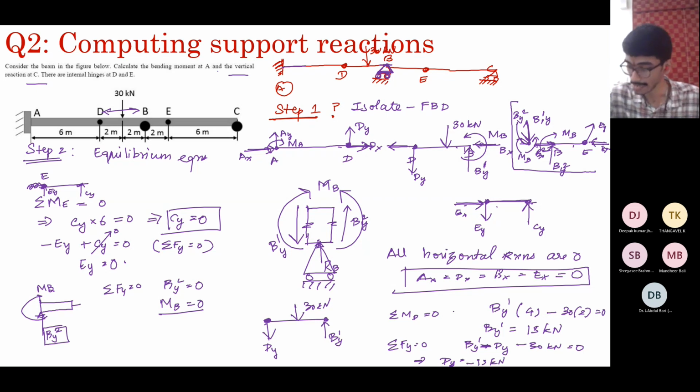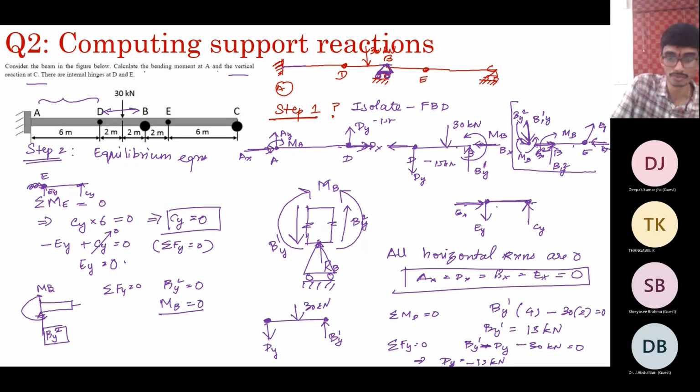So as I said, if it is minus, just reverse this thing. Now come to the last line, which is AD. If you just consider this portion, you have a cantilever beam. And Dy we found as minus 15. On this plan, Dy is upwards, which means it is minus 15, so it is 15 kilonewtons downwards.